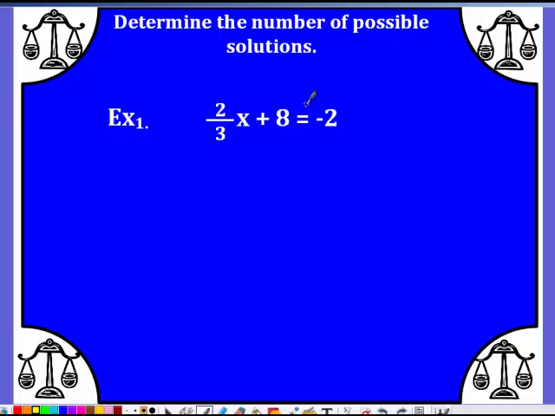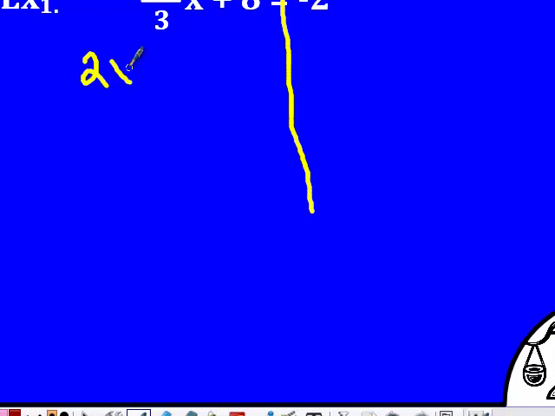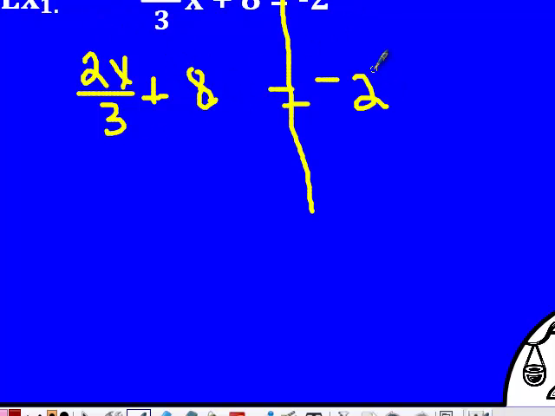So the first thing I like to do is divide my equation into two parts, left side, right side. And then when I have a fraction like this, I always like to write my x with my numerator. So my new equation is going to be 2 times x divided by 3 plus 8 equals -2. I have nothing to combine, no like terms on the left or the right. I have no distributive property to apply, and I do not have variables on both sides. So I am ready to solve.